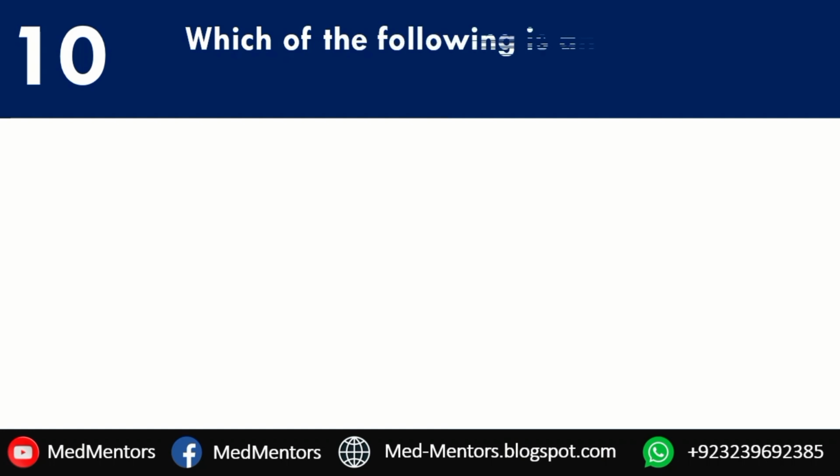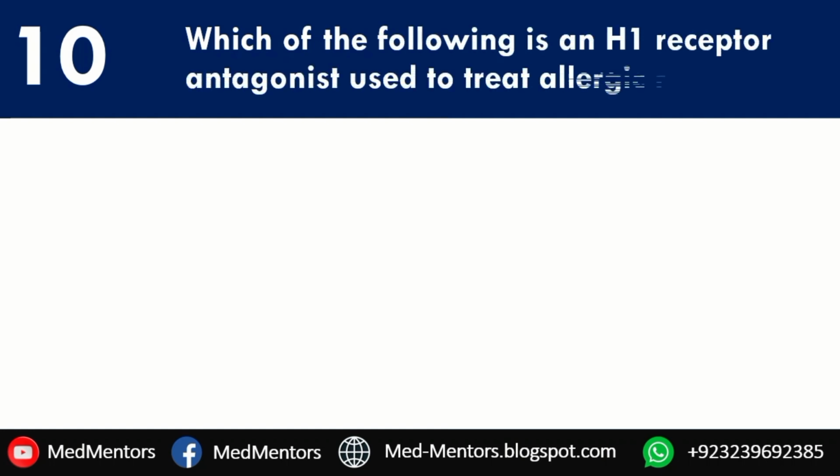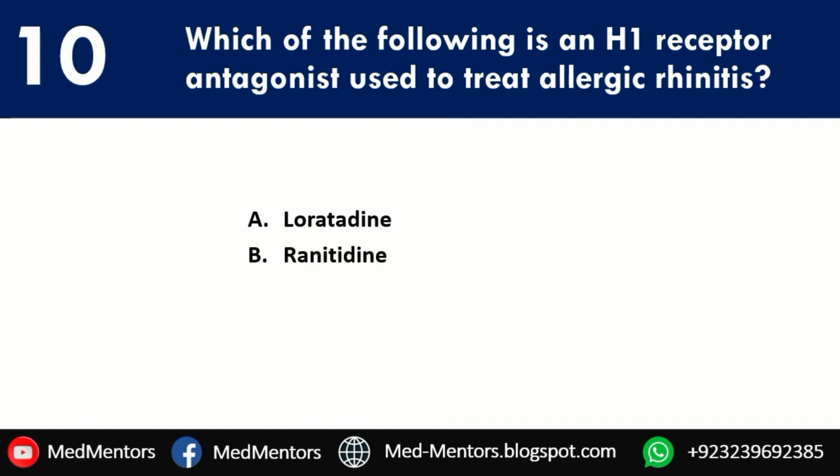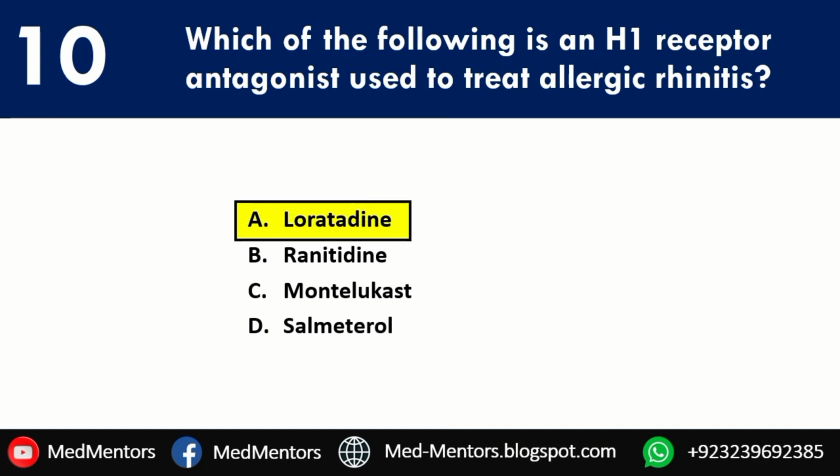Number 10. Which of the following is an H1 receptor antagonist used to treat allergic rhinitis? Option A. Loratadine. Option B. Ranitidine. Option C. Montelukast. And option D. Salmeterol. Correct option is loratadine. Loratadine is a second-generation antihistamine that blocks H1 receptors, reducing symptoms like sneezing and nasal congestion in allergies.